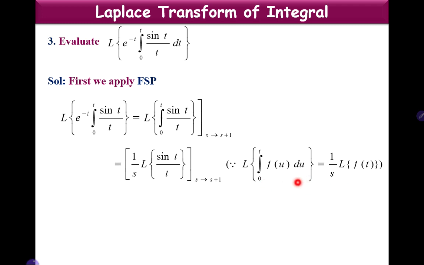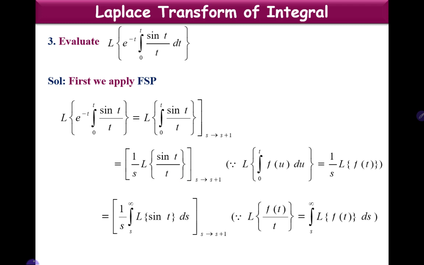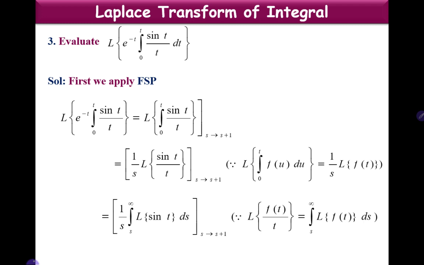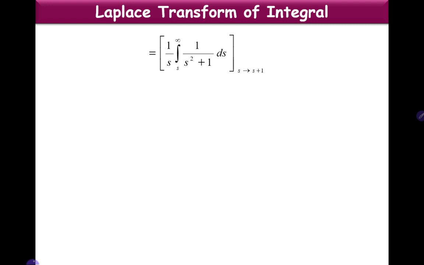Now, to evaluate L of sin t by t, we use the property L of f of t by t. What is L of f of t by t? It is the integral from s to infinity of L of f of t ds. Therefore, L of sin t by t is equal to the integral from s to infinity of L of sin t ds. What is L of sin t? L of sin t is 1 by s square plus 1, because L of sin a t is a by s square plus a square. So, hence we get 1 by s times the integral from s to infinity of 1 by s square plus 1 ds.